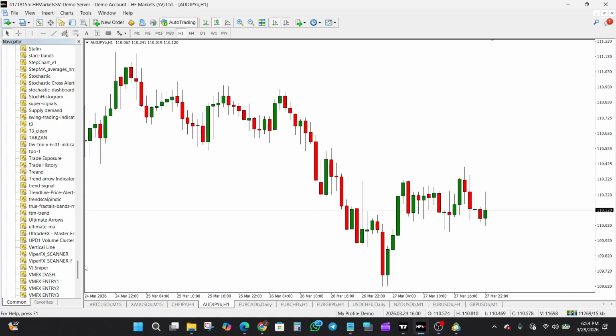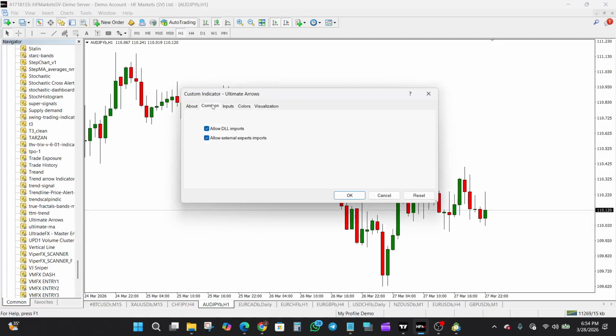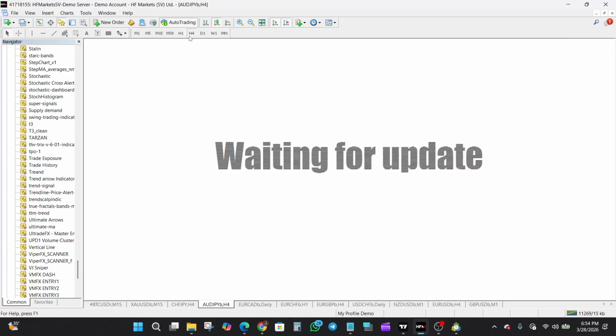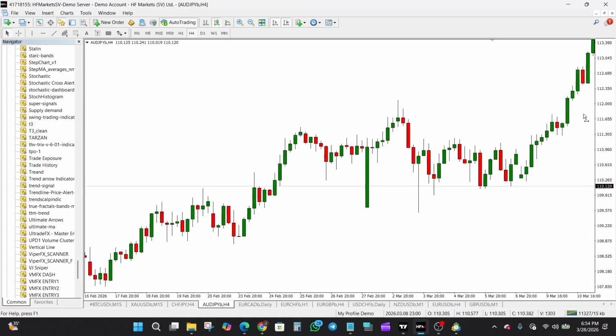Alright, so let us start by adding the ultimate arrows indicator to the chart. Okay, so these are the input settings. We have the EXT depth, the EXT deviation, and the EXT backstep. Meanwhile, the indicator simply plots arrows on your chart, as you can see.